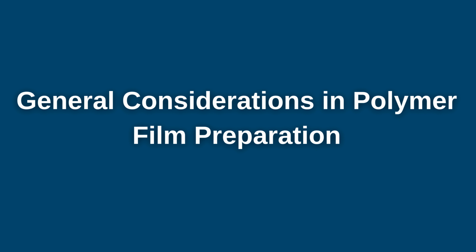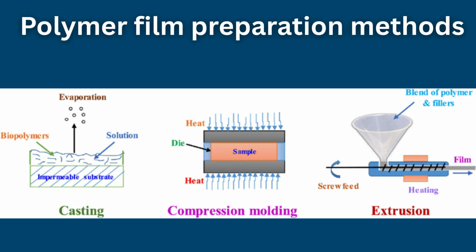General considerations in polymer film preparation. Polymer film preparation involves the transformation of polymeric materials into thin, continuous layers with controlled thickness, morphology, and functional properties. The quality and performance of the resulting films are determined by several interrelated factors. Polymer characteristics such as molecular weight, chain architecture, degree of crystallinity, and thermal transitions, including glass transition and melting temperatures, play a central role in defining processability and final film properties.